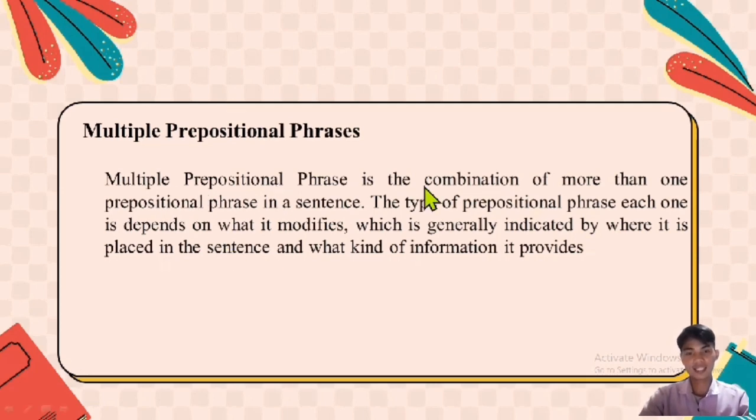A multi-prepositional phrase is a combination of more than one prepositional phrase in the sentence. The type of each prepositional phrase depends on what it modifies, with a general indication by where it is placed in the sentence and what kind of information it provides.